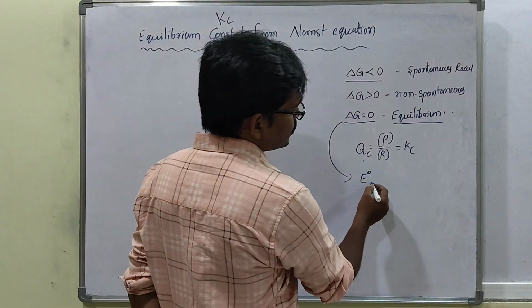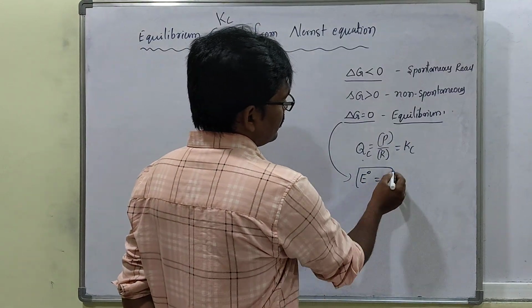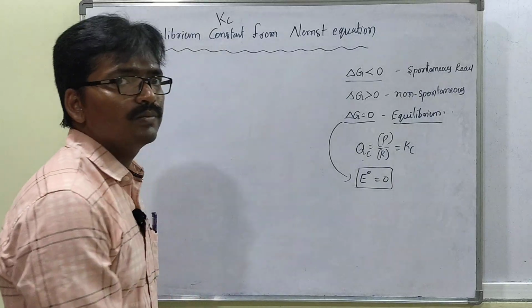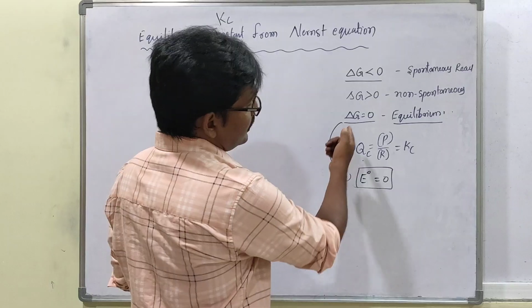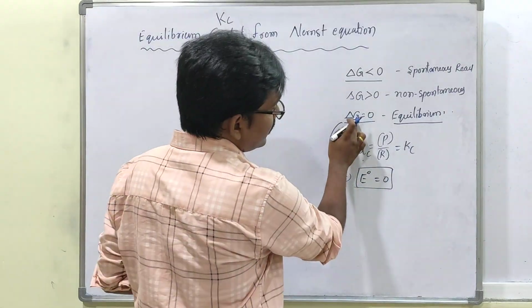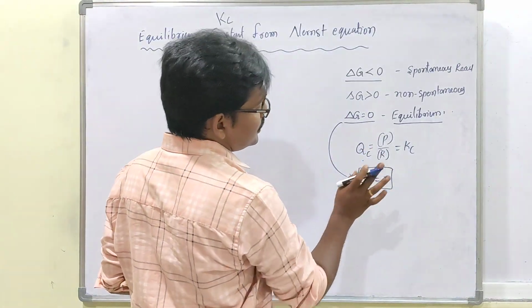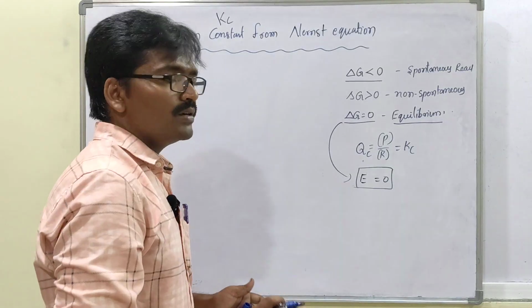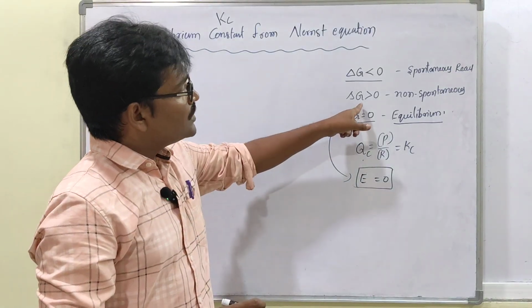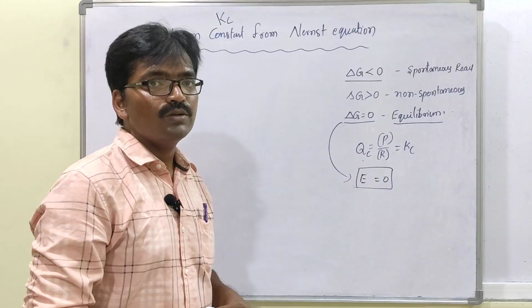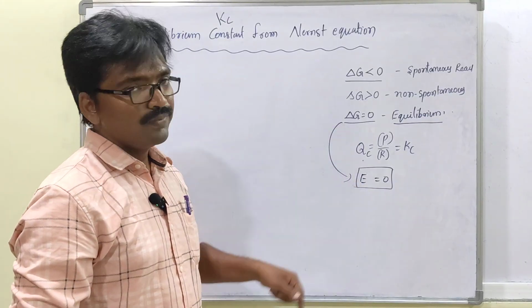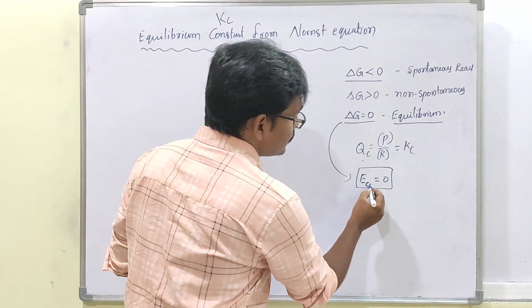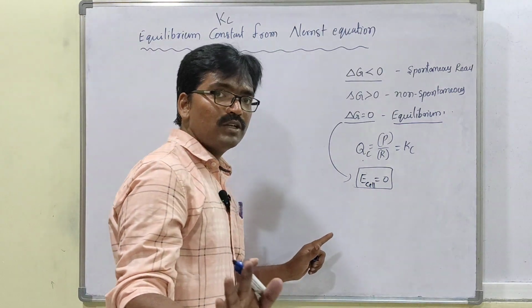So when delta G value is 0, then E value is also 0. If delta G is 0, then E cell value is 0, not E naught cell. If delta G naught is 0, then E naught cell value is also 0. So delta G 0, then E cell 0, EMF of the cell 0. Clear my dear students? Right.